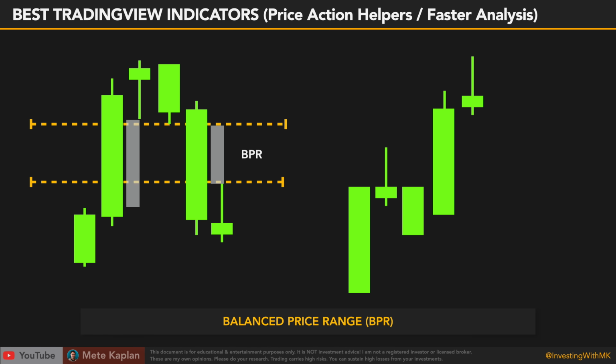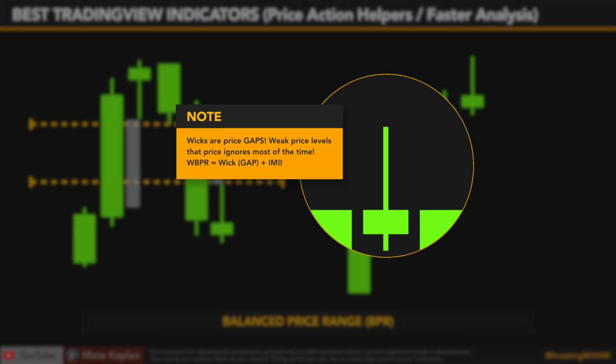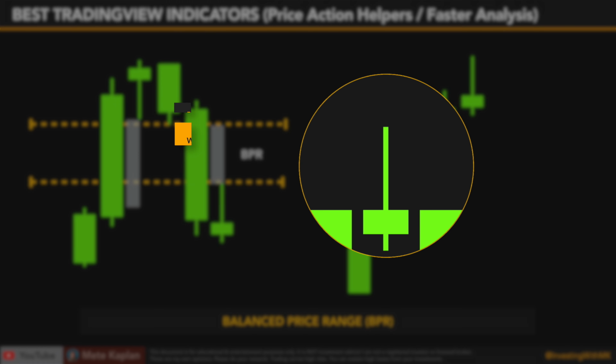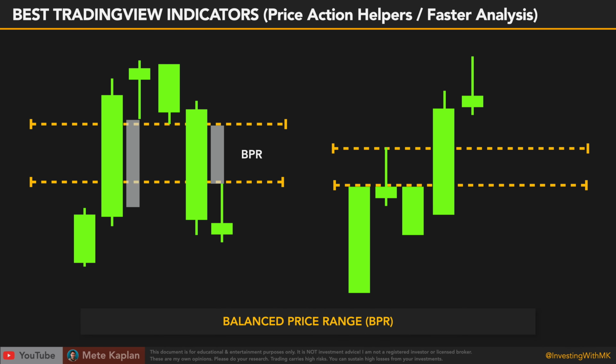What is weak BPR? First of all, what are wicks? Do you really know? Actually, wicks are gaps. Confused enough yet? Sorry about it. Basically, we mostly assume that wicks are just weak spaces of prices, which prices can easily ignore. Weak BPR is based on the combination, actually the intersection, of a previous wick and an imbalance. This is the area where prices are expected to react.